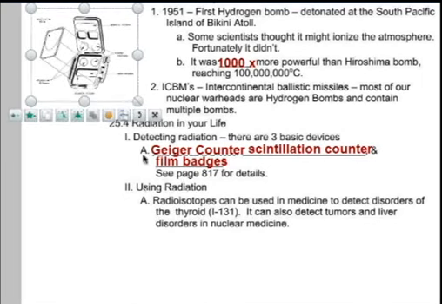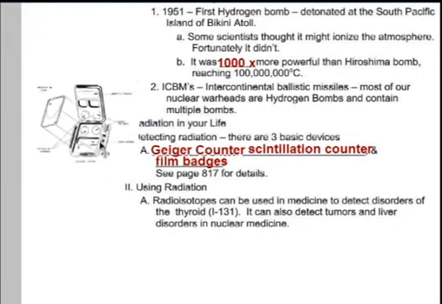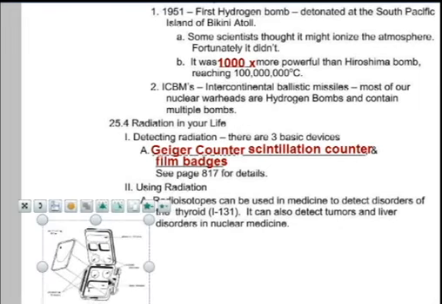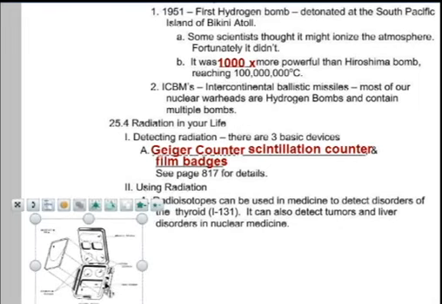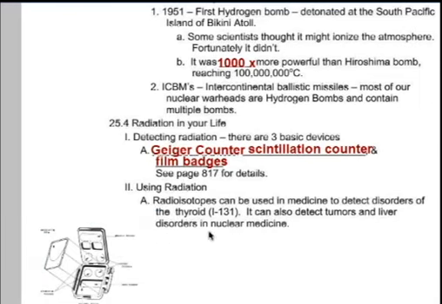Okay. And then finally, we actually use radiation. We use radioisotopes in medicine to detect various disorders. We detect it in the thyroid. It can also detect tumors and liver disorders in nuclear medicine. And people take radiation therapy and radioactive isotopes to go attack cancers in the body.